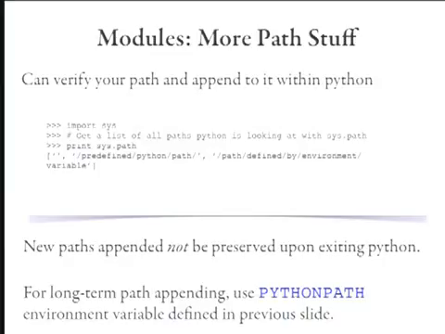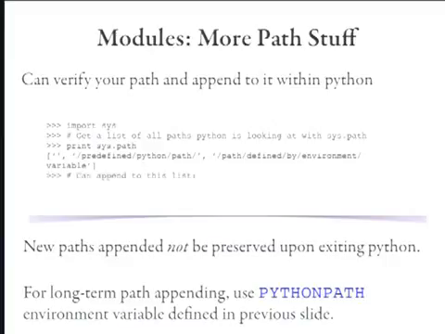So here there are 2 different paths set, which I've called predefined Python path and path defined by environment variable. It will list all the ones that are pre-built into Python, where it's looking within its own structure, and then also the ones that you've defined by yourself.